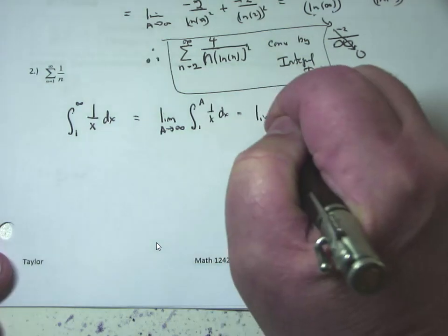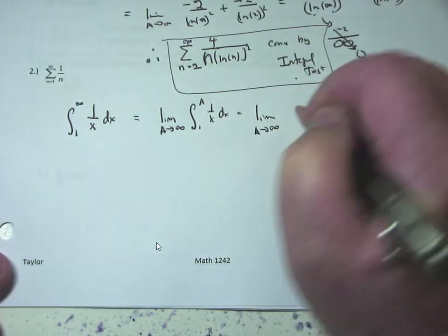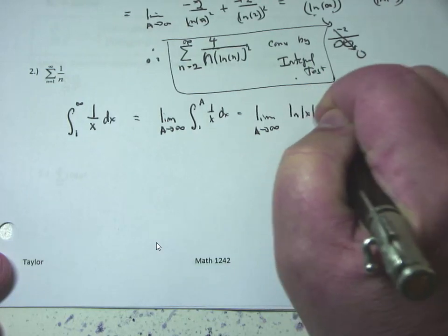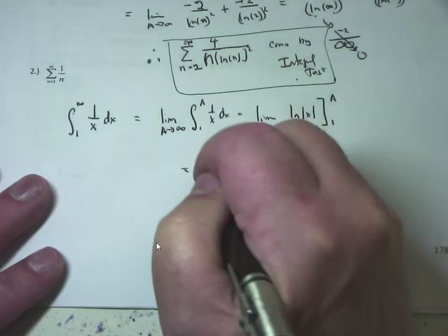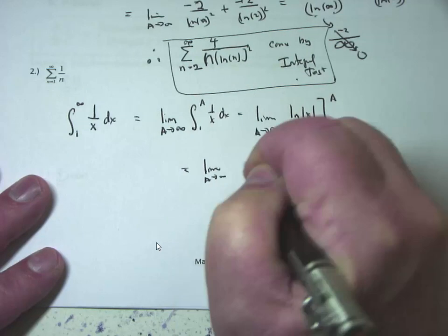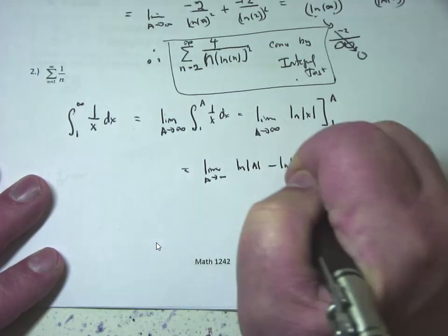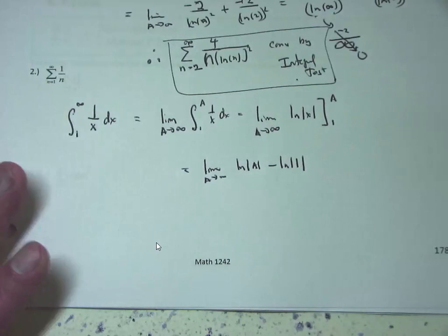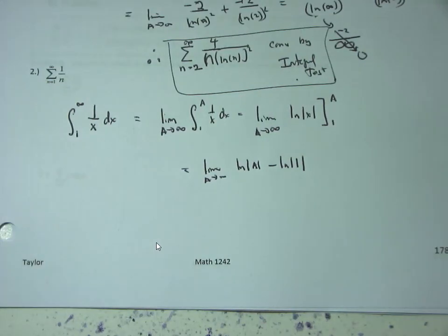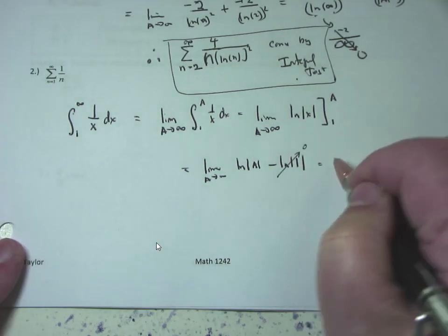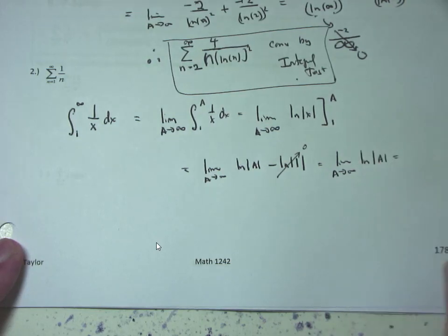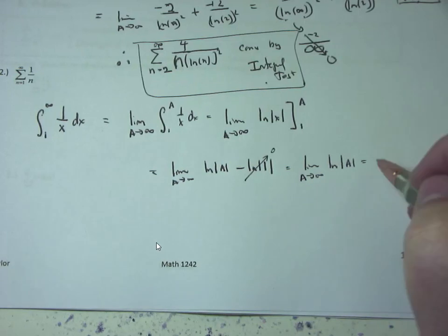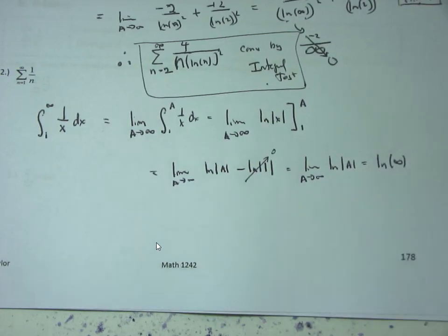So this is equal to the limit as a approaches infinity of the natural log absolute value of x evaluated from 1 to a. According to the fundamental theorem, you plug in top minus plug in bottom. This is equal to the limit as a approaches infinity of the natural log absolute value of a minus the natural log absolute value of 1. But what is the natural log of 1? That's something you're supposed to know from high school. Natural log of 1 is 0. So this is equal to the limit as a approaches infinity of the natural log absolute value of a. And then evaluate the limit. Plug it in.